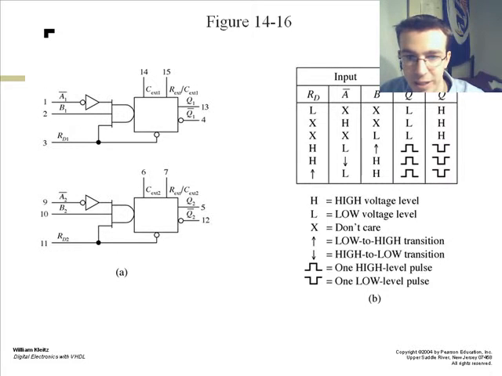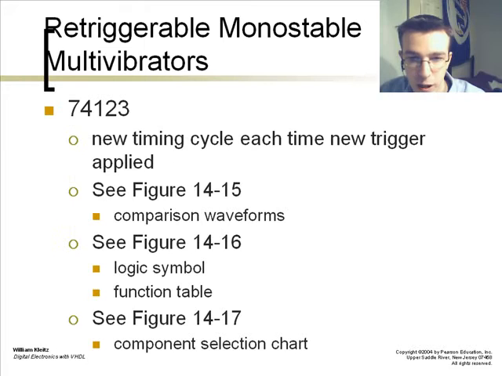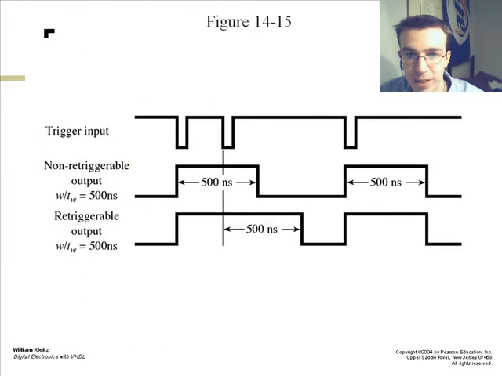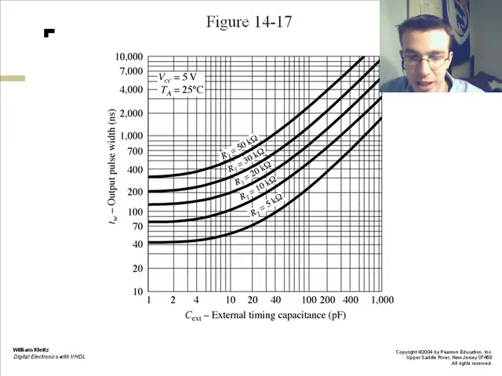This is a truth table for the logic symbol and function table of the same retriggerable monostable device. And this is a curve showing you, with different resistor values, how the output pulse width performs versus external timing capacitance for each different resistance used in the timing for the circuit.